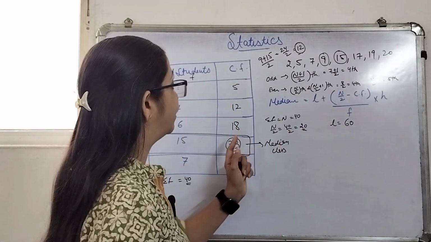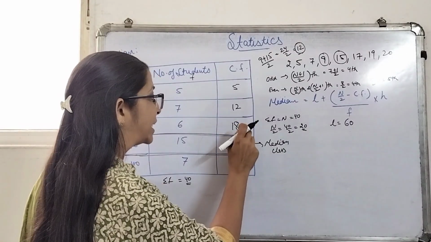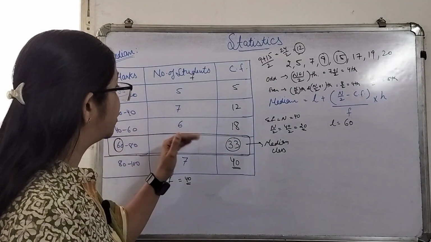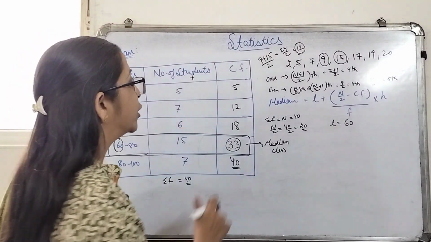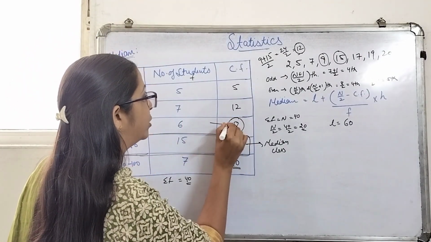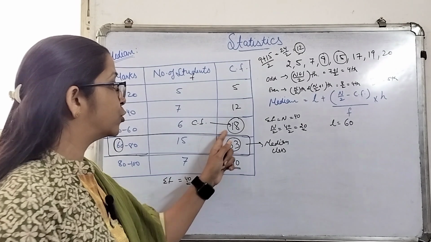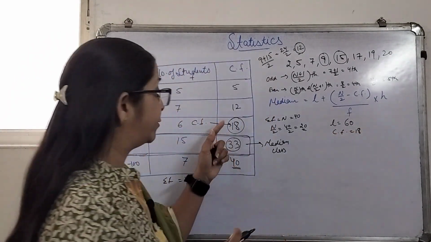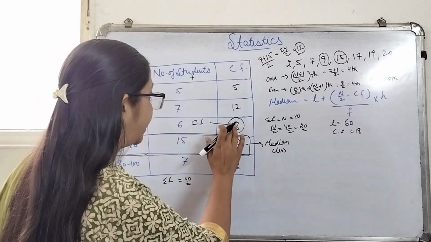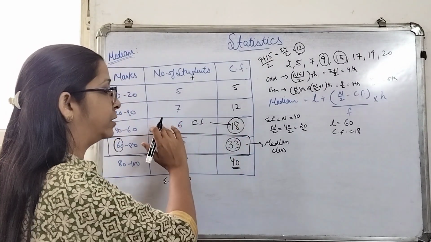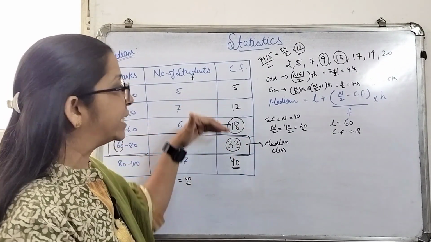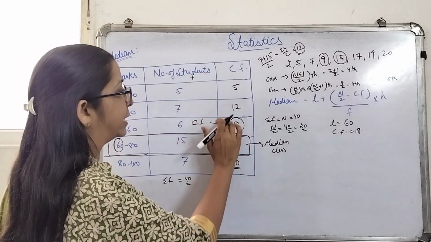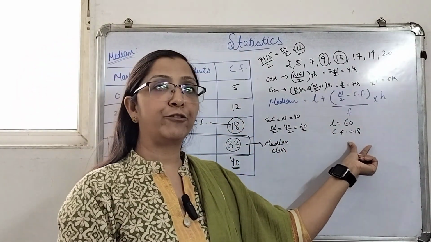Cumulative frequency will be the frequency just preceding your median class. The class interval which is just preceding the median class, cumulative frequency of that is your CF. So CF will be 18. CF is 18. It won't be 33. It will be the cumulative frequency of the class interval which is just preceding the median class. So we will be taking the cumulative frequency of the preceding class, that is 18, as your CF.